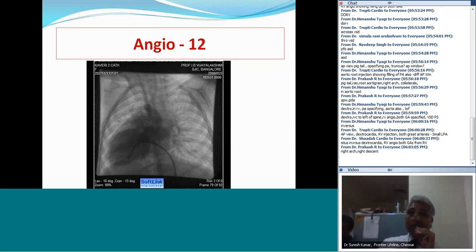But they didn't get the diagnosis. Prakash, your diagnosis is right. You must look at the situs. Yes, Tripti. It is situs inversus.